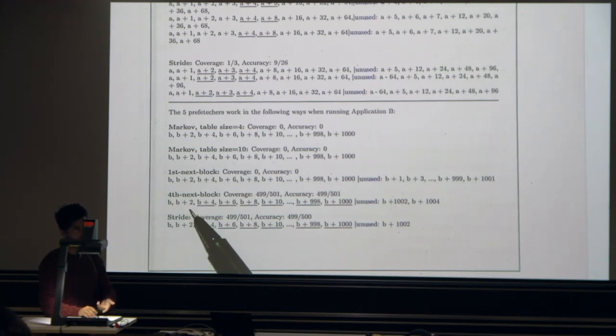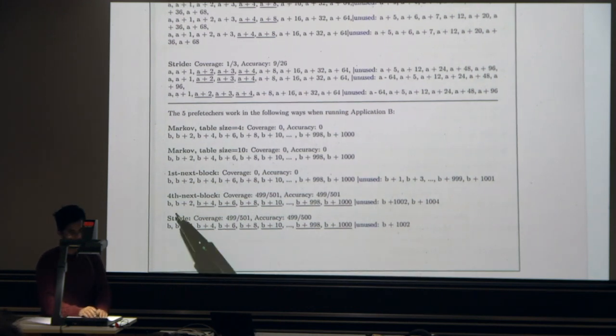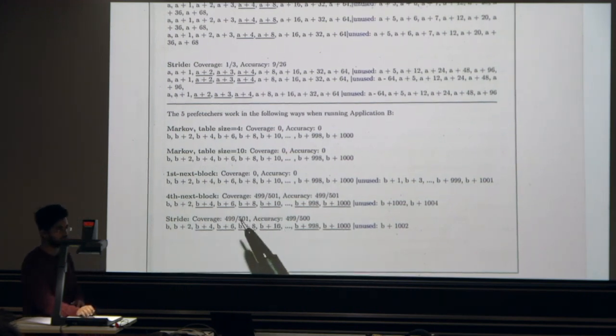So B plus 2 is uncovered. B we cannot cover anyway. B plus 4, yes, we can cover. B plus 6, B plus 2 will generate for B plus 6. So B plus 6 is covered, and subsequently everything is covered. So that means apart from the first two accesses, everything is covered. Make sense? So that means its coverage is pretty high, and everything is good.